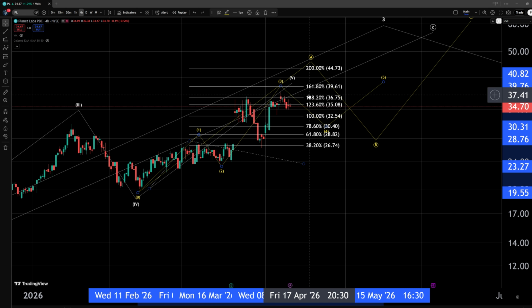Now, some considerations to be made. Within a diagonal structure, ideally we do get into the territory of the wave 1. We have the wave 1 top a bit below the support zone for a wave 4, so a wick into that area would be even ideal. And within classic Elliott Wave theory, this would be an absolute requirement.